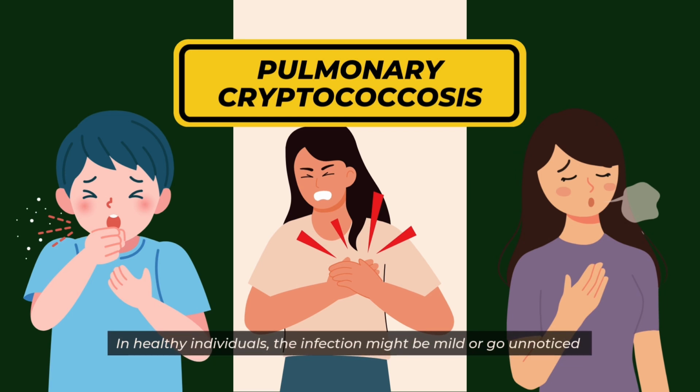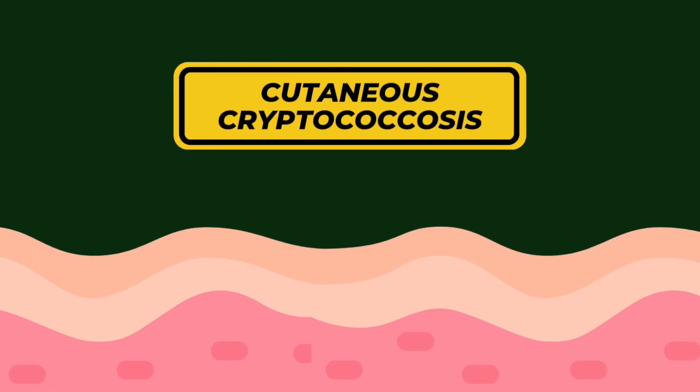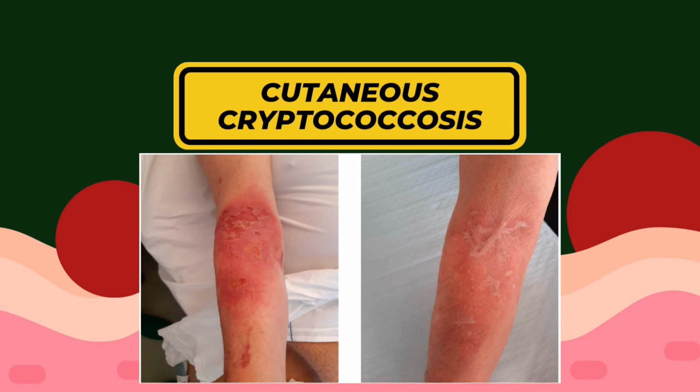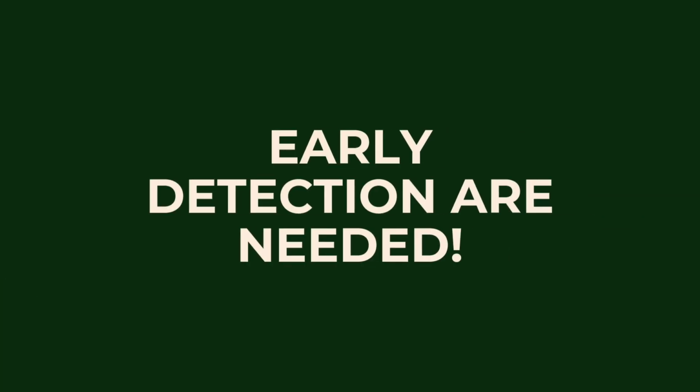In healthy individuals, the infection might be mild or go unnoticed, but it can be severe in those with weakened immunity. The last is cutaneous cryptococcosis, where the fungus infects the skin. It usually appears as skin lesions or nodules. Hence, it is important for us to detect the infection of Cryptococcus neoformans early, especially in immunocompromised patients.